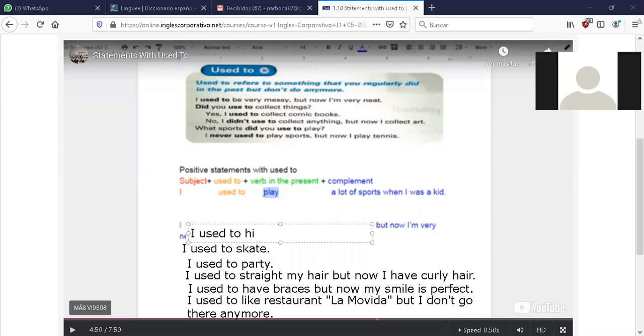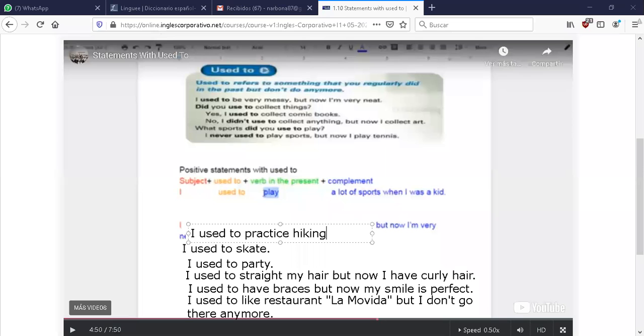Hiking. Okay. Senderismo. Yes. Now, if you use it as a noun, as the name of the sport, tienes que poner algo antes. I used to hike como verbo, or I used to practice hiking. El hiking no lo podemos ocupar en vez de practice porque tiene ing. Así que o lo usamos como verbo, I used to hike, o lo mantienes así, que es el nombre de la acción, pero tienes que poner un verbo siempre. I used to practice hiking. But now I don't, pero ahora no, because of coronavirus.